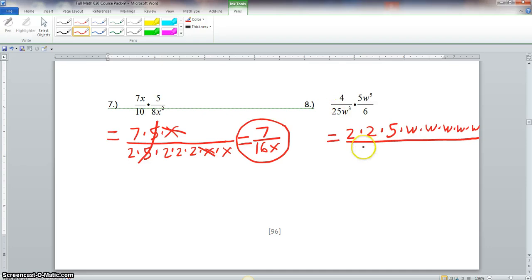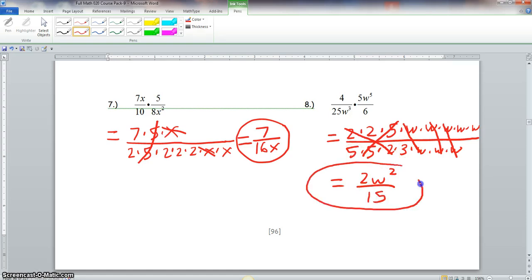Okay, now we had 25. Prime factorization of 25 is 5 times 5. Prime factorization of 6 is 2 times 3. And we had 3 w's. Now we simplify out what we have in common. We have one set of 2's, one set of 5's, and we had 3 sets of w's. So in our numerator, we would have 2w squared. And our denominator, we would just have 15. And that is our final answer.